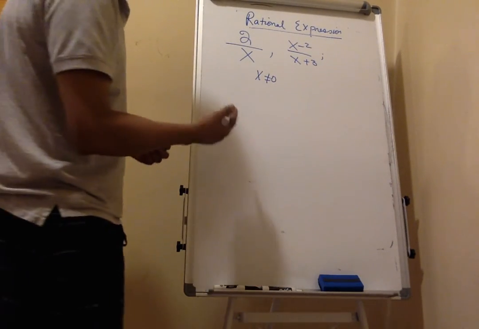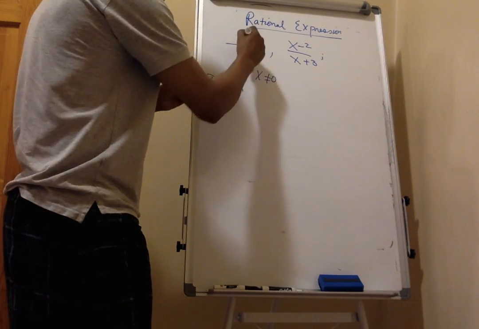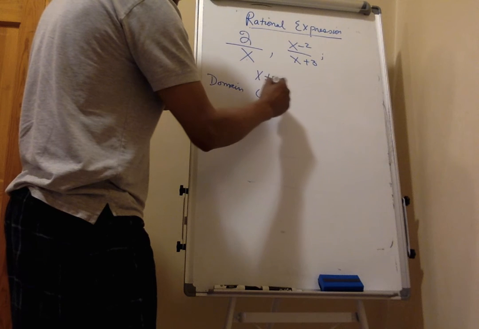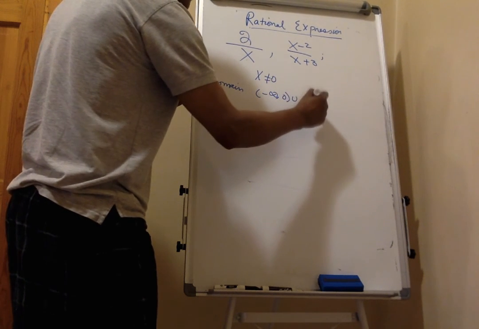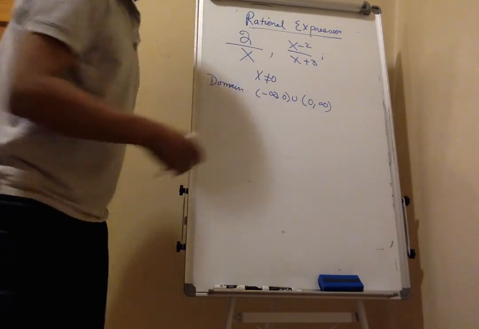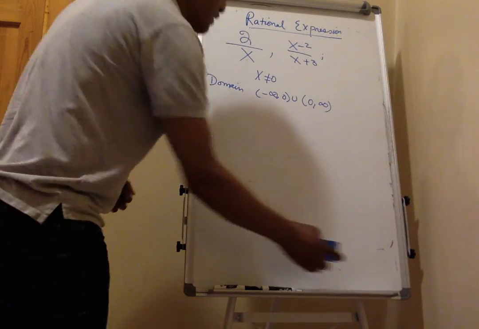So what we will be writing is the domain of 2 over x is negative infinity to 0 union 0 to infinity, meaning what? We take 0 out. If we have 0, then it becomes undefined.